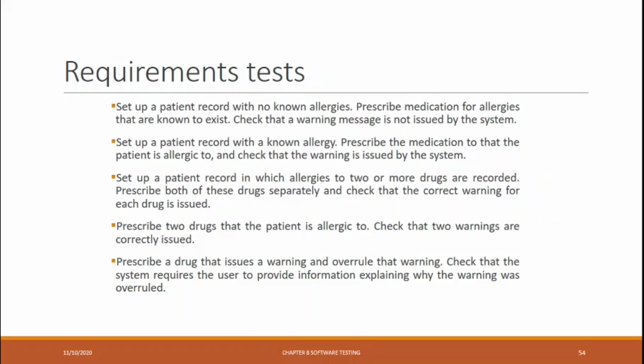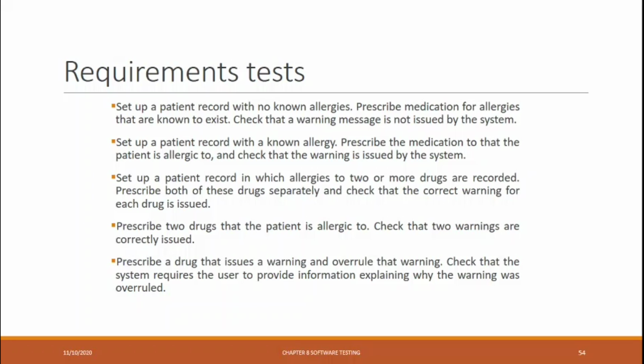So what requirement tests have been done for the mental health care patient management system? Set up a patient record with no known allergies. Prescribe the medication for the allergies that are known to exist. Check that a warning message is not issued by the system. So the allergies have to be recorded, and then prescribe the medication for the allergies that are known to exist.